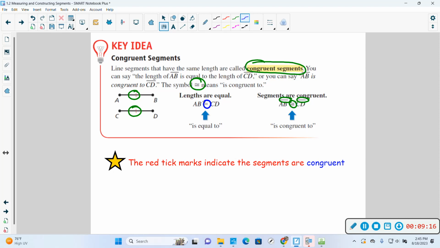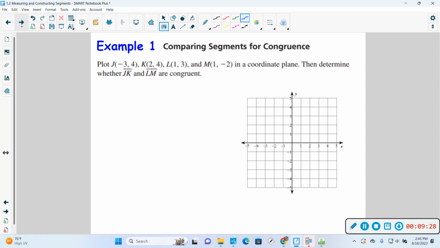Congruent segment symbols. You have to keep them paired together. Only use the segment symbols on congruency, which has the extra little squiggly symbol on top. All right, just for the record. Okay, let's do it. So we're going to plot some points.